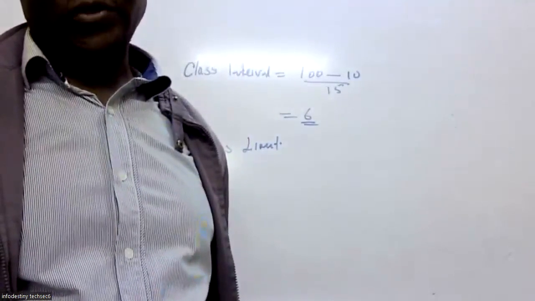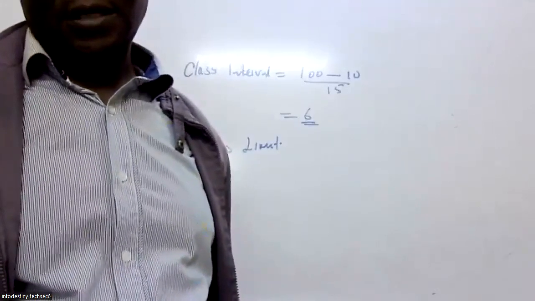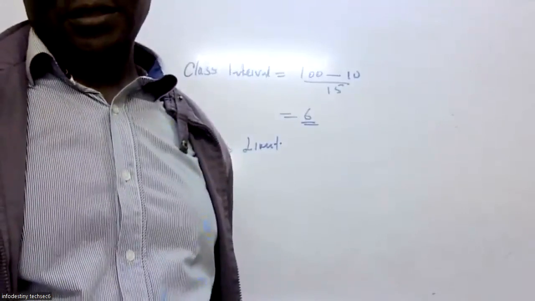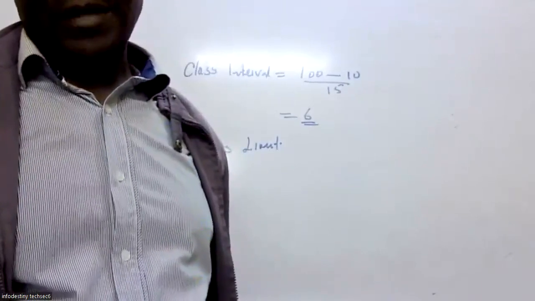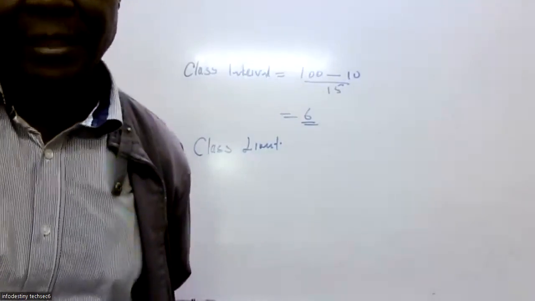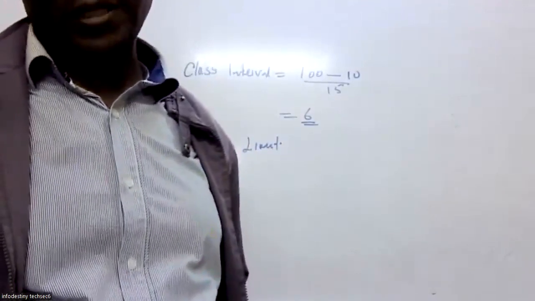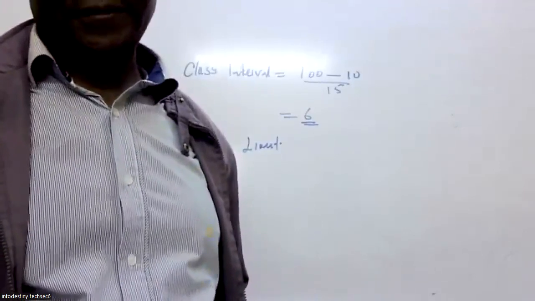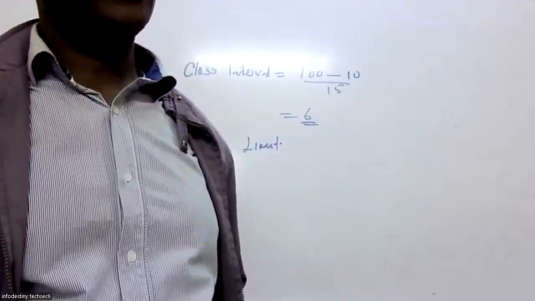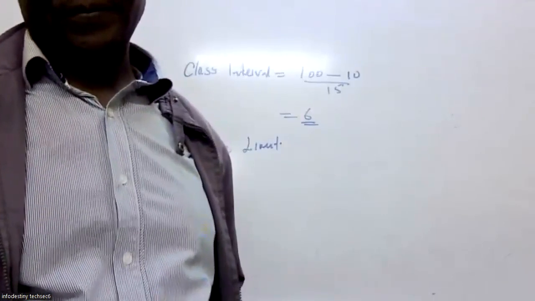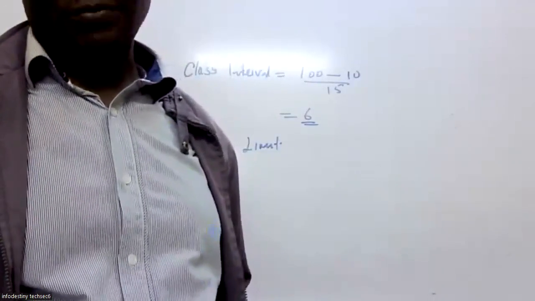They should be so chosen that the midpoint of a class interval and the actual average of items on that interval should be as close to each other as possible.